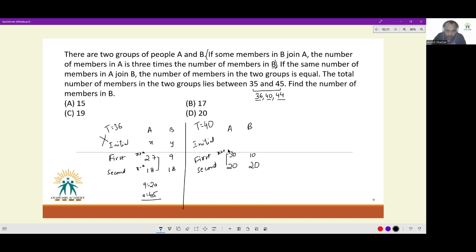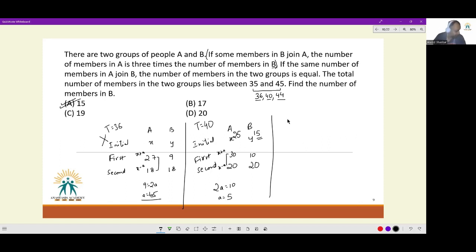This is X plus A, this is X minus A. So 2A is equal to 10, or A is equal to 5, which means originally A had 25 people, B had 15 people. If 5 people from B joined A, it would become 3 times the count of people in B. Or if 5 people from A joined B, they would have an equal number of people. Yes, all conditions are met. Therefore, the number of members in B can happily be talked of as 15.